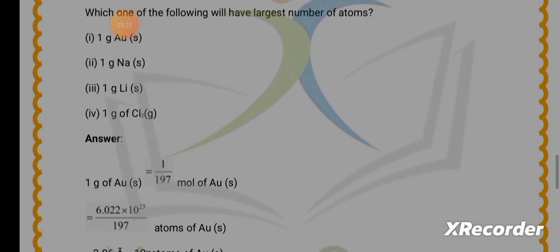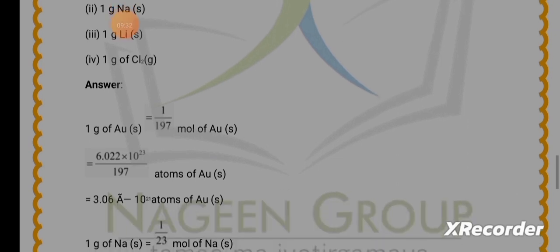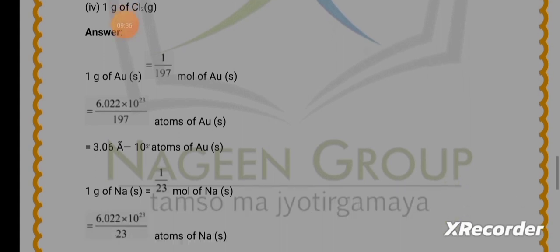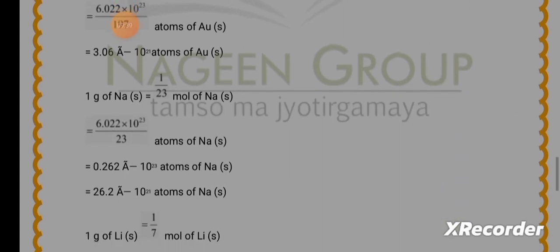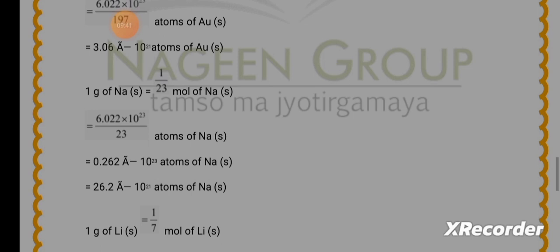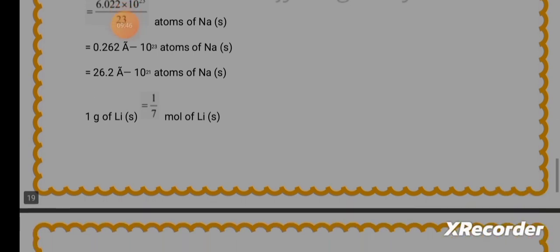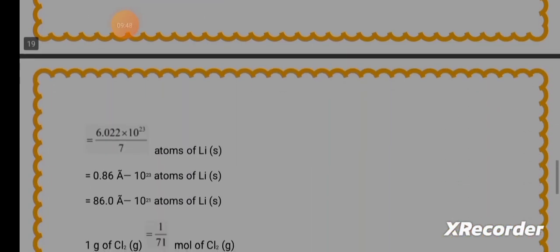So when you have to find it for 1 gram gold, you will divide the Avogadro number by its atomic mass, that is 6.022 10 to the power 23 divided by 197. So you will get the answer 3.06 (10 to the power 21). Same here for the sodium atom, that is 0.262 10 to the power 23, and same here for the lithium, that comes out to be 0.86 into 10 to the power 23 atoms. So you will get the answer.